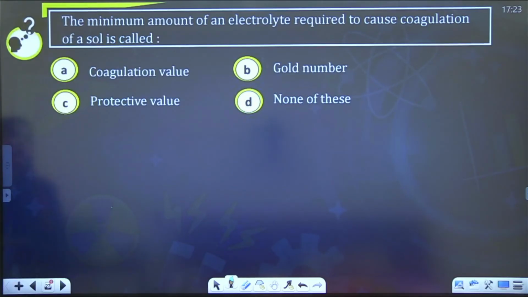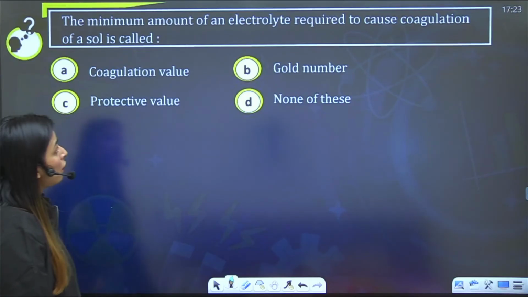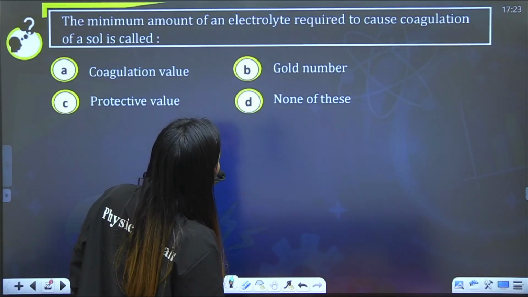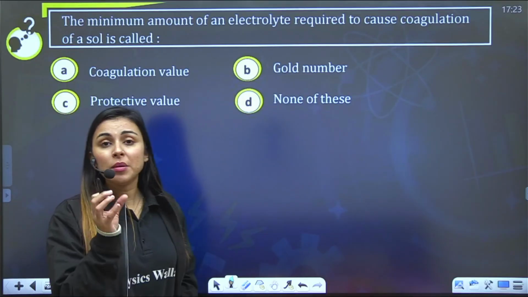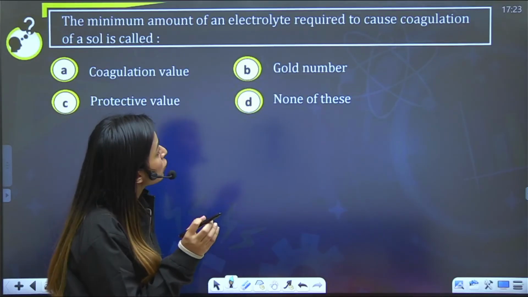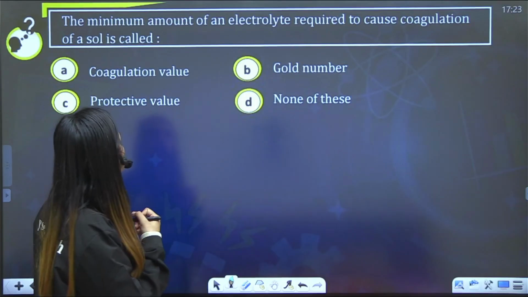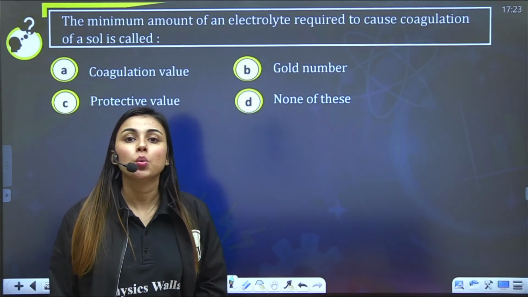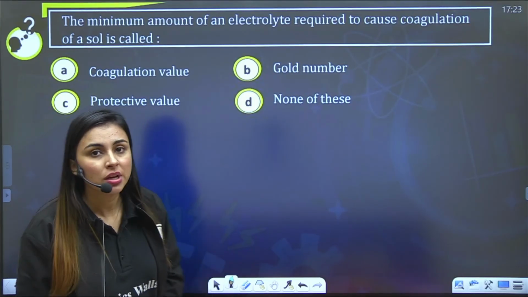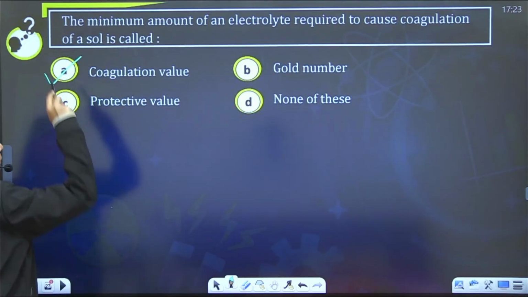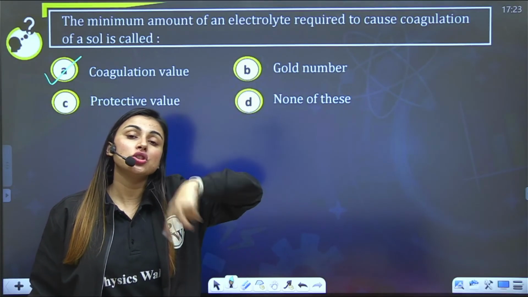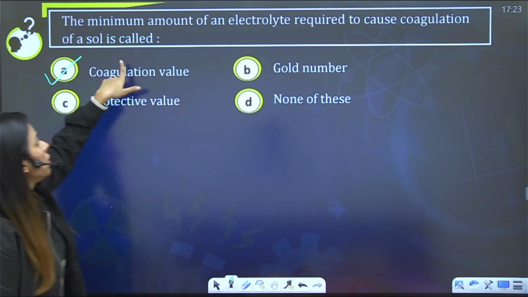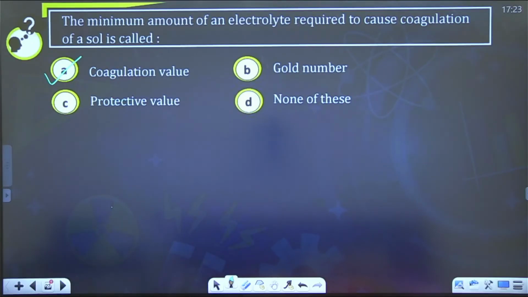Next, the minimum amount of an electrolyte required to cause coagulation of a sol is called. The minimum amount of electrolyte required to cause coagulation is known as its coagulation value, right? Yes. So option A will be your correct answer. Gold number is for lyophilic colloid, which actually protects them. Okay. So coagulation value will be your correct answer. Please write it down and then we'll move forward.